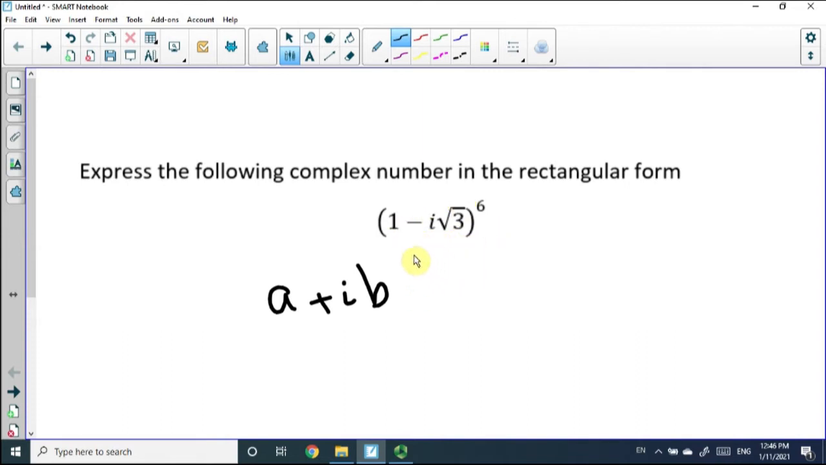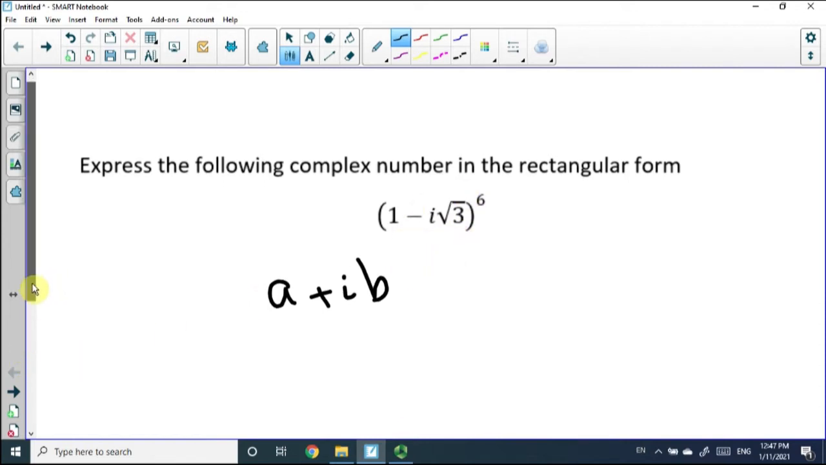Another method would be to take this bracket, this complex number, and multiply it by itself 6 times. Now this seems a long, tedious method. Sometimes it is, especially if the power is high, not just 6. 6 is okay, so it could be done. And sometimes we can notice a pattern when we do that, and use it to simplify the whole calculation. So let's try this long way to calculate the answer.